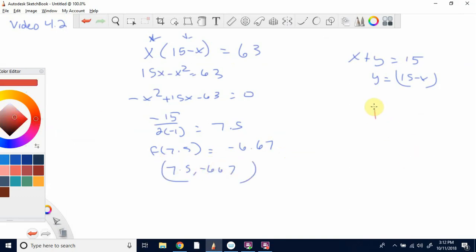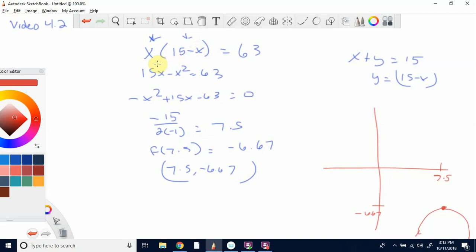Okay, without even making a table, we can go graph it. We know it's going to open down, so say this is 7.5, and this is negative 6.67. So this is a vertex, and because a is negative, we know it's going to open down, so guess what? There is no solution. It doesn't cross the x-axis. Therefore, there are no numbers that could make this statement true. So there's no possible way to have two numbers whose sum is 15 and whose product is 63. There is absolutely no way. There's nothing that's going to make it true.